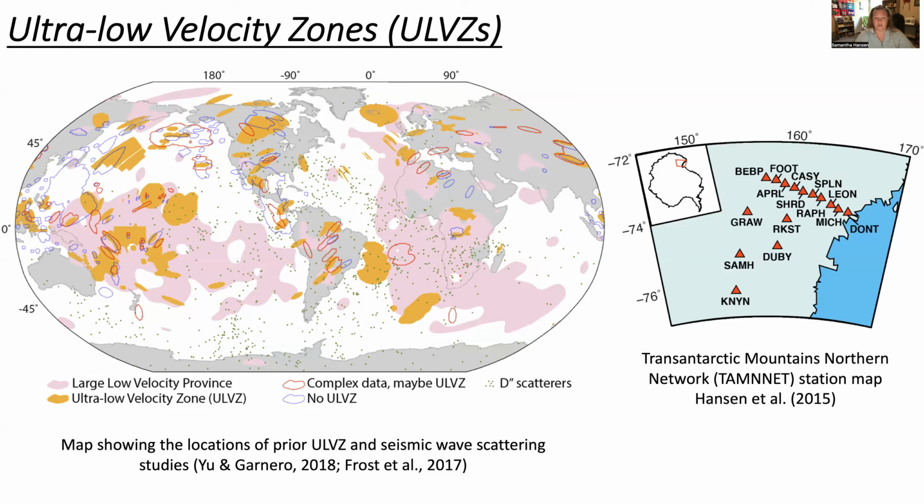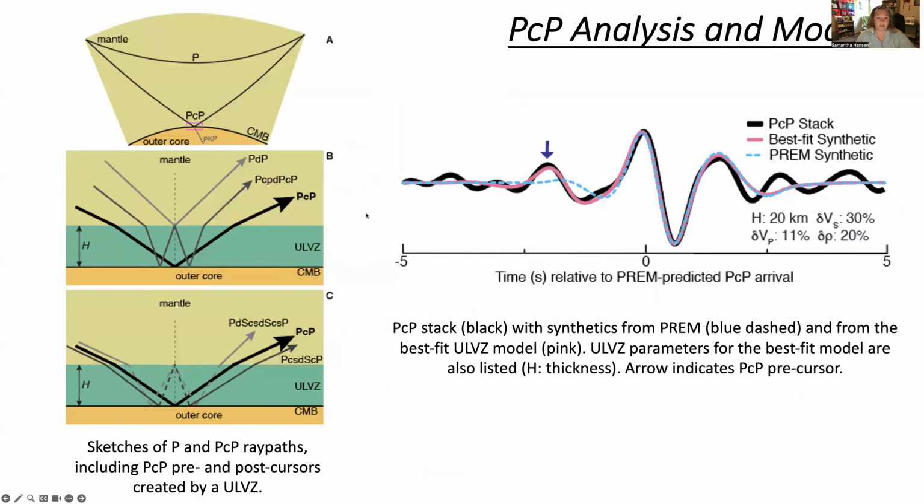Therefore, to expand ULVZ investigations, we've employed data from the Transantarctic Mountains Northern Network, or TAMNet, a station map of which is shown here on the right. So specifically, we're looking at PcP phases recorded by TAMNet, which are phases that have bounced or reflected off the core-mantle boundary. If we zoom in on this little pink box, this is what's shown in B and C here.